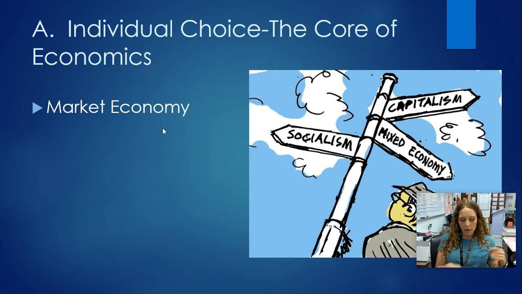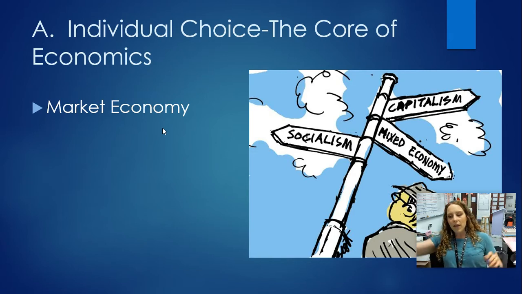So those are economies where there are incentives. We'll talk about that in just a second. But there is no centralized authority making those decisions. Those decisions are in the hands of individuals, businesses, private ownership, all those kinds of things.